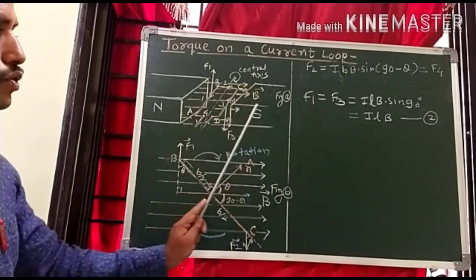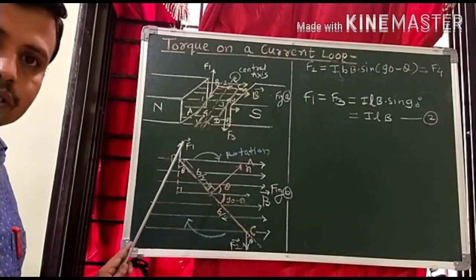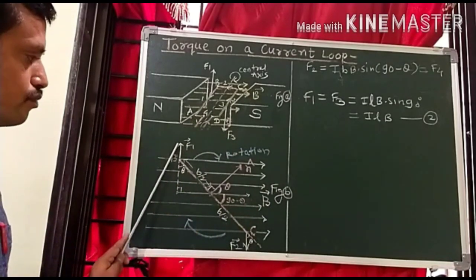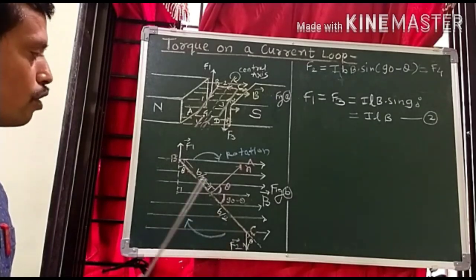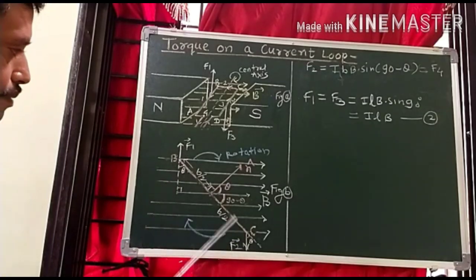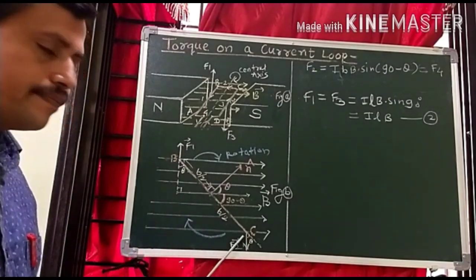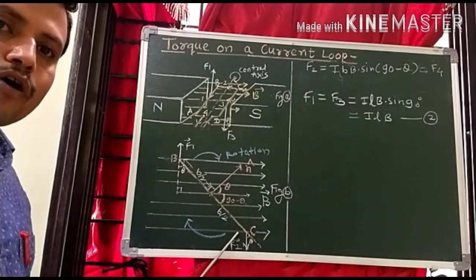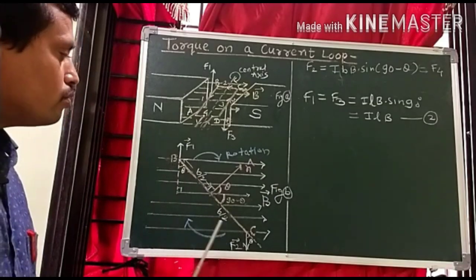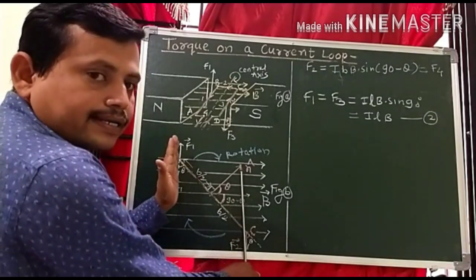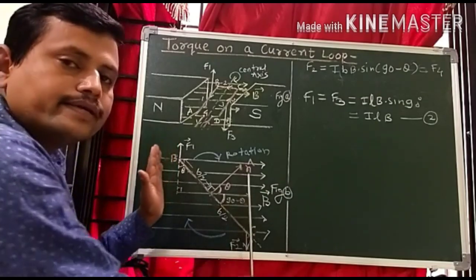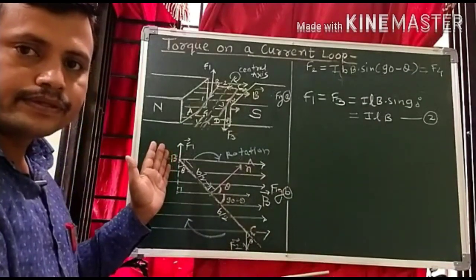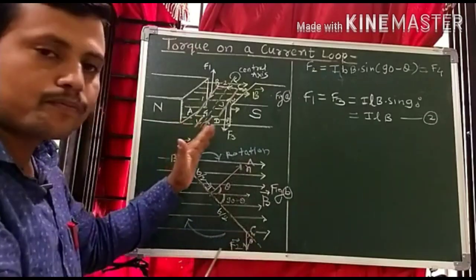And the directions of these two forces, determined by using the right hand rule, will remain opposite to each other, but they are not collinear. As the forces F1 and F3 are equal in magnitude, opposite in direction, but not along the same line, they are separated, and therefore these two forces are not collinear. They form a torque, and this results in rotation of the coil.